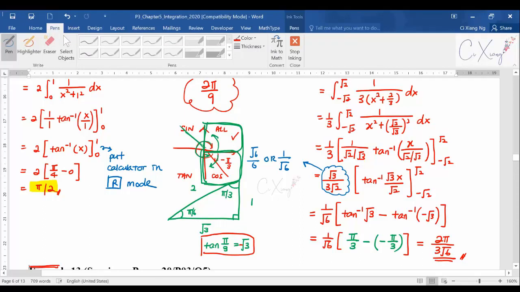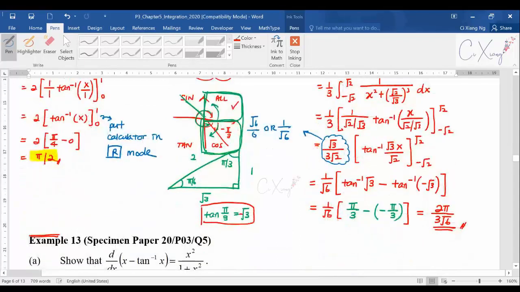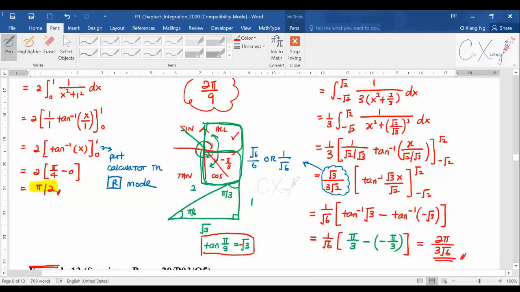For this question, because I didn't mention whether to find the exact value, you can just press the calculator and get the decimal number, to 3 significant figures. This part is a bit hard if you want to find the exact value, but if they didn't request the exact value, then it's quite easy. But for me, I'm more concerned about this.